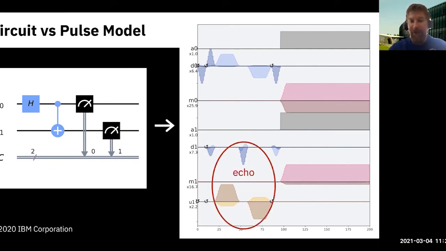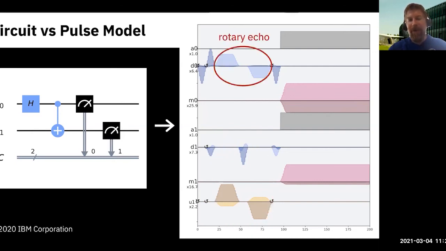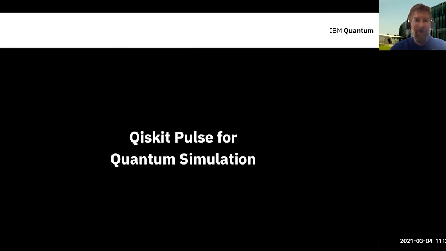We have echoes, which eliminate those extra terms that come along for the ride in the cross-resonance Hamiltonian. And we have rotary echoes, which further prevent more of those extra unitaries from coming around. So these are all control techniques that we use to suppress undesired interactions to get out the best ZX we can, so we can build these CNOTs over here on the left.